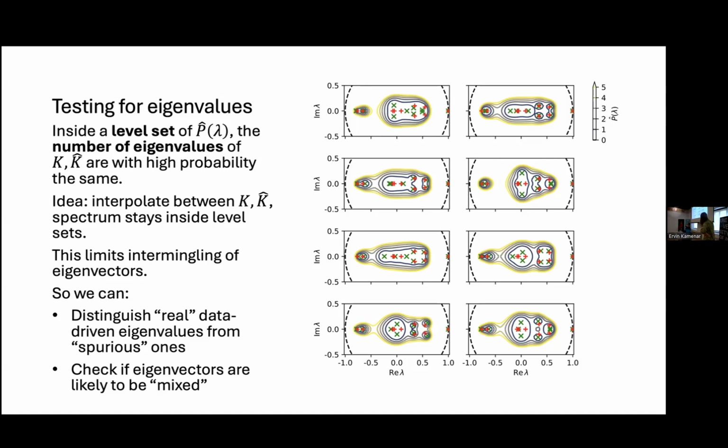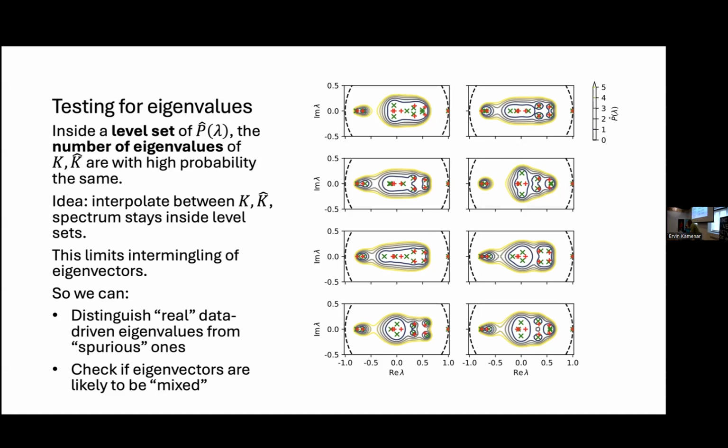So what we can do is, if we have some green eigenvalue, we can test whether there is likely to be a red eigenvalue nearby as well. There's a kind of counting problem here: if I look inside a ball, a level set of small p hat lambda, then the number of eigenvalues inside each of these sets should be the same for both the red and the green. There's some hand-waving in the maths, and exactly why it works like this is a bit unproven.